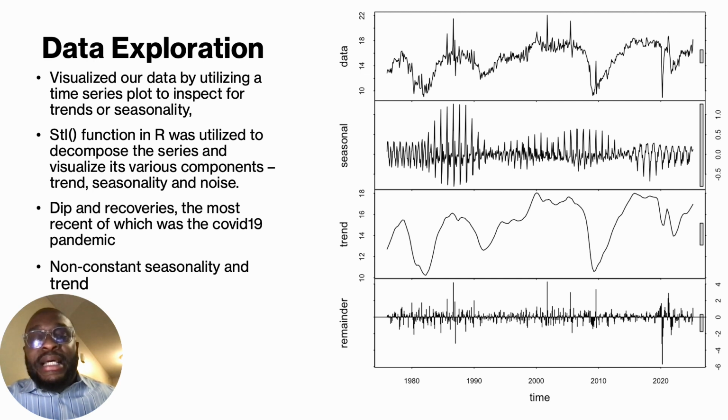Also, the data source mentioned that the data was seasonally adjusted. However, an STL decomposition of our time series revealed there was still seasonality. So that means that it wasn't completely taken care of. Also, our time series has an obvious trend with fluctuating dips and recoveries. So it's a non-linear trend, and the remainder of the data just looks like white noise, which means the STL decomposition was successful in capturing most of the systematic part of the data.